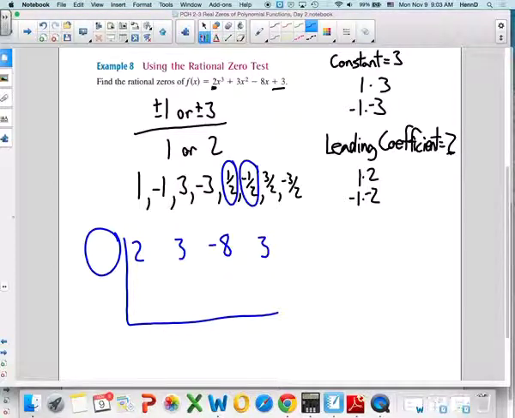Alright, how about negative 3? Yes? 3? No? Okay. Negative 1? Did not work? Okay. How about positive 1? Yes. You got 0? Did you get 0 for your remainder? Oh, the positive 1. For positive 1?